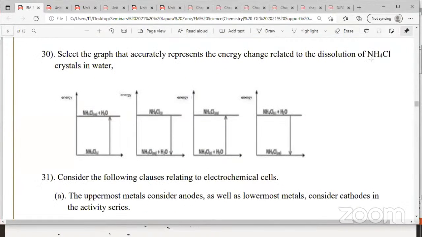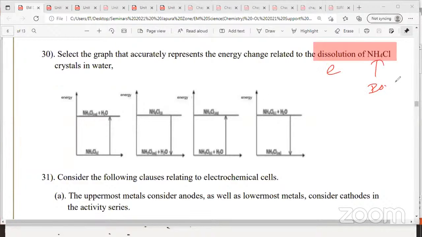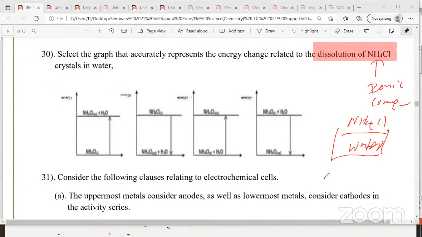Ammonium chloride dissolution. It is an endothermic reaction because ammonium chloride is an ionic compound. When you dissolve an ionic compound in water, heat is absorbed for breaking down the lattice. Again I am repeating this. When you add ammonium chloride into water, to break down the lattice, heat is absorbed from water, then the temperature of water decreases. For breaking the ionic bonds in ammonium chloride, heat is absorbed.